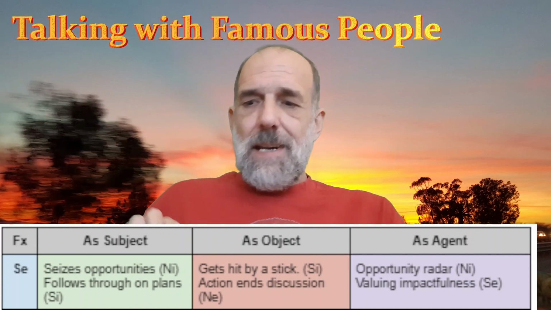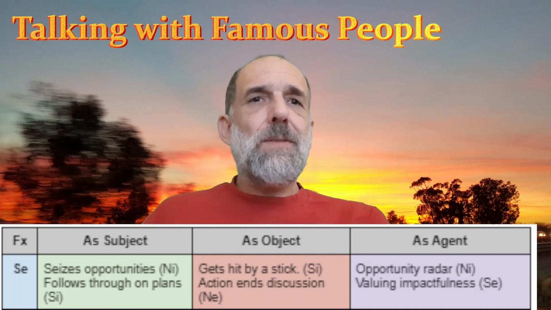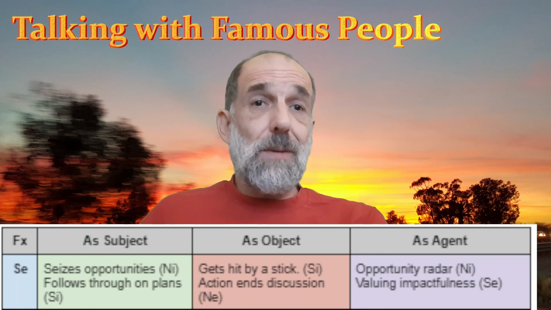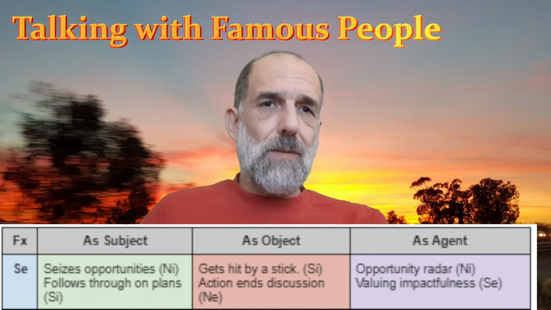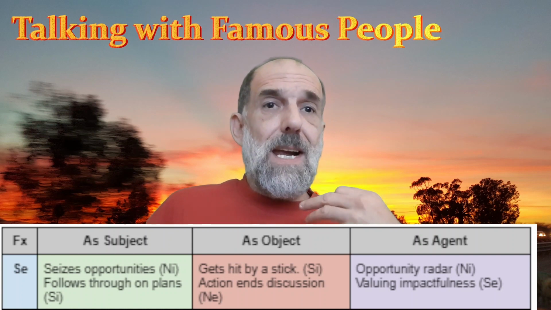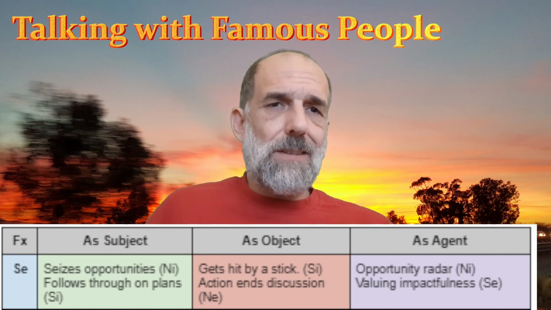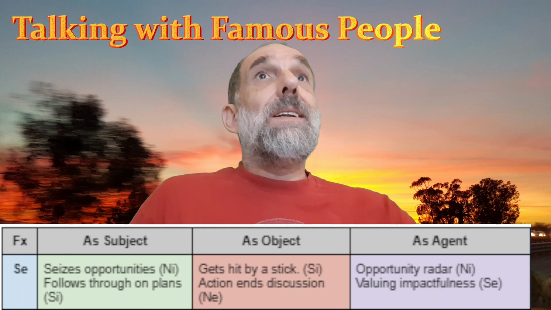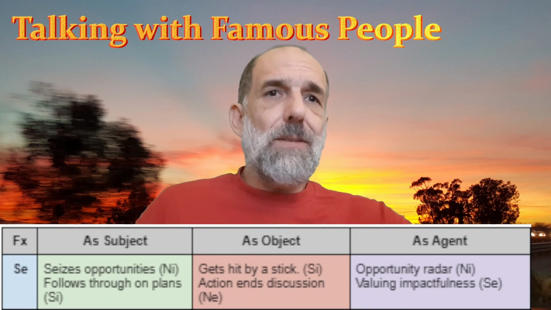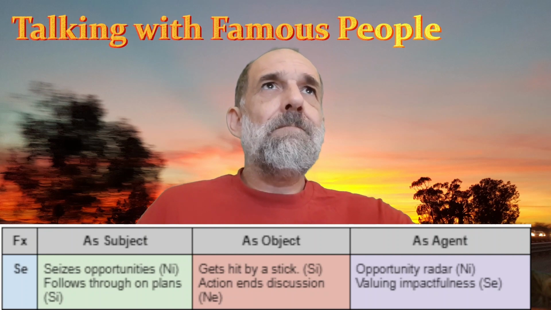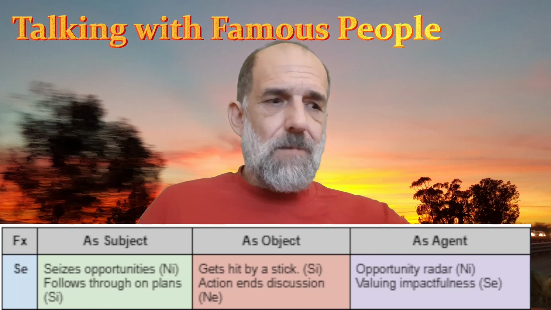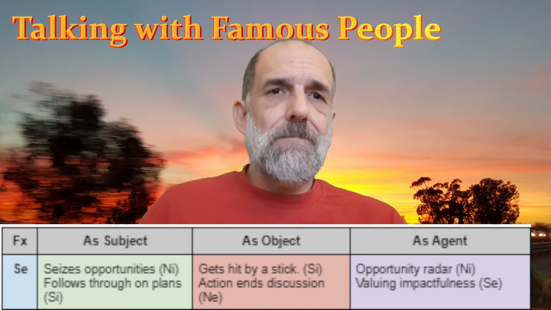Now, the agency one is a little bit more challenging because we're used to there being subjects and objects in English grammar, but not agents per se. If we want to convey agency, we simply say a given subject observed, grammatically. But of course, the person's not a subject then, in a philosophical or semantic sense, just grammatically. To be an agent, using extroverted sensing, is to have an opportunity radar, that's going to link again to NI, and a general valuing of impact. And that's where you really say, okay, this is exclusively SE.